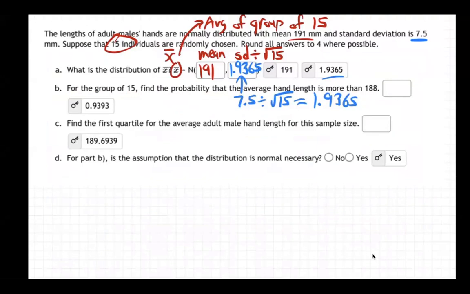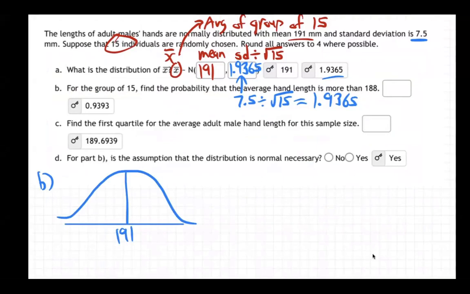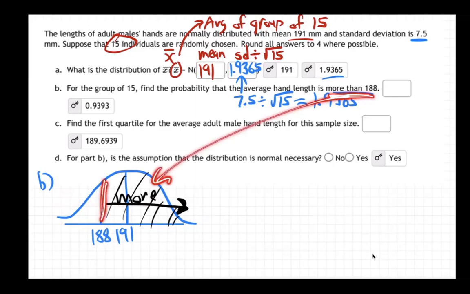Let's bring it on down here to part B. We draw a bell curve, right? Put the middle on there. What's the middle? 191, the average male hand length, whatever it is, millimeters. And they're saying more than 188. So 188 would be somewhere like that, smaller than 191. And more means this way, right? If it said less, we would go to the left, but more is to the right. They said more than 188, so 188 or more to the right.